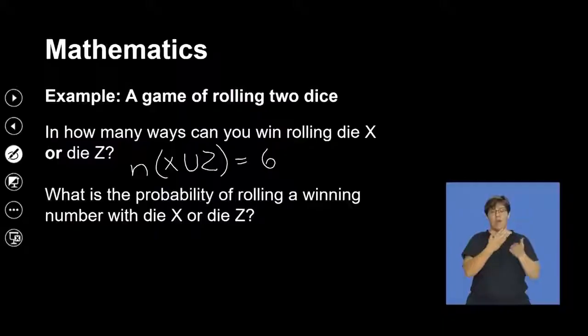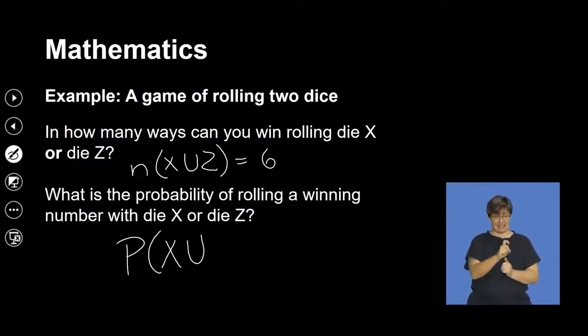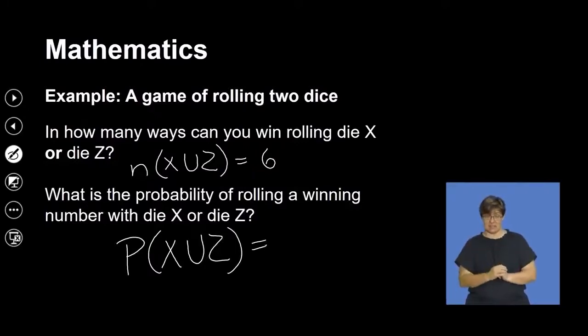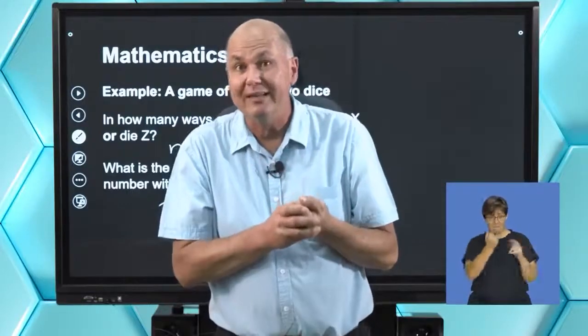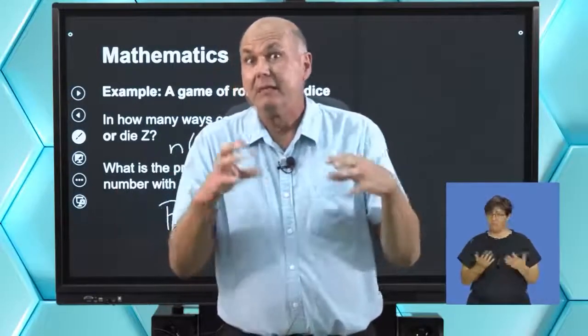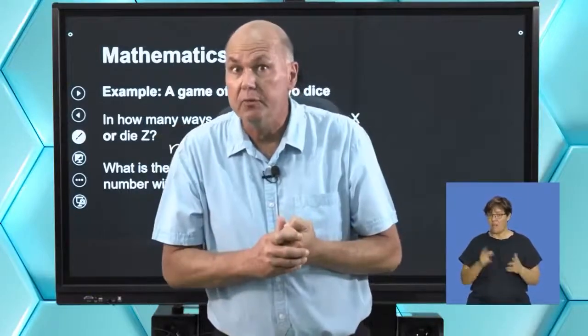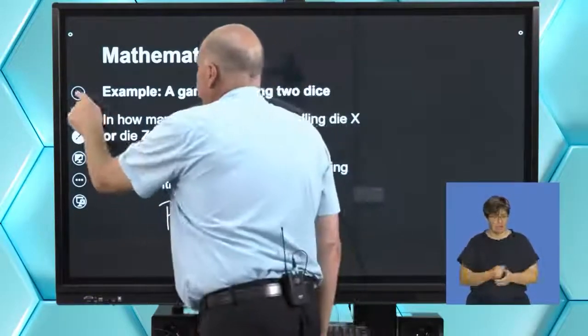So what's the probability? Well, it's not difficult to work out. The probability of X union Z is going to be the number of X union Z, which is 6, divided by 12. Now, if you look at that, that's an interesting result. Very interesting, because if you remember what we've calculated earlier, it kind of breaks down a little bit of a rule. But let's have a look.